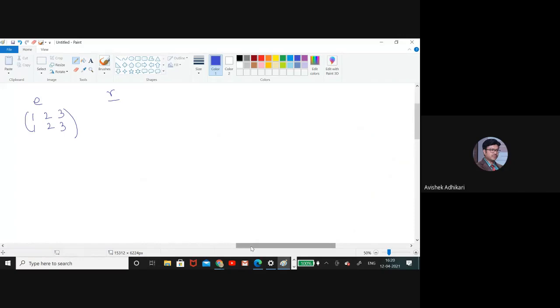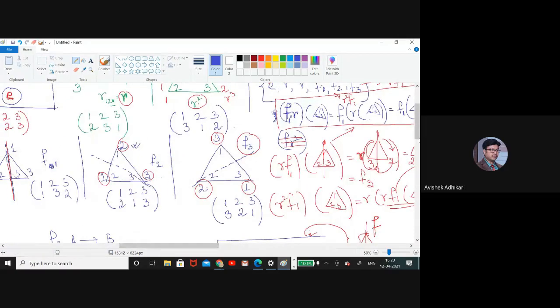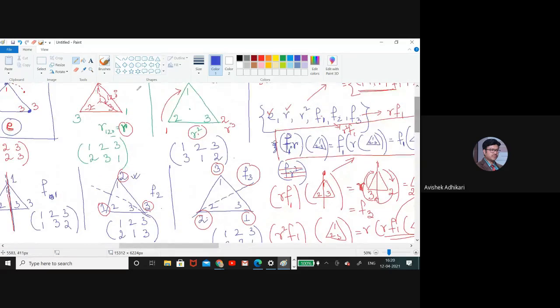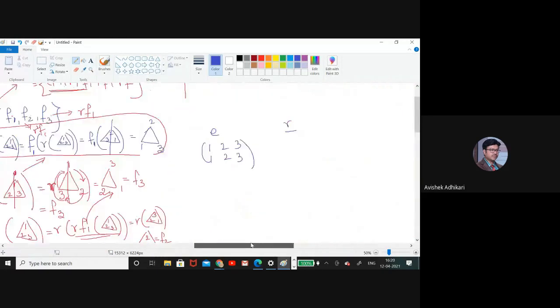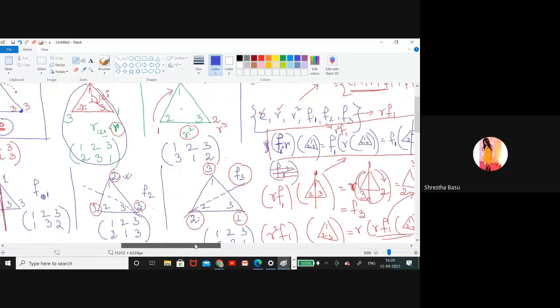And then I started with R. What was my R? This was my R, right? So R was my 2 3 1: 1 2 3 over 2 3 1. What was my R square? 1 2 3, R square was my 3 1 2.